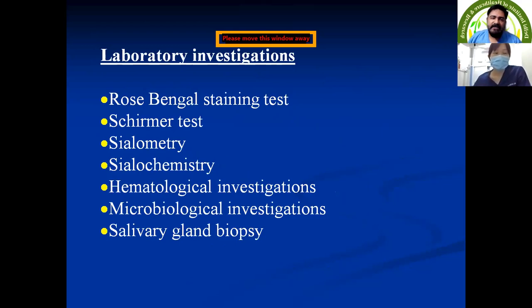In laboratory investigations, different types of staining are there: Rose Bengal staining, Schirmer test, sialometry, sialochemistry, hematological investigation, microbiological investigation, and salivary gland biopsy. Sometimes the lab person asks you how to investigate this, because these are not so common, and especially oral diseases are not so common. So you can guide them. Okay.